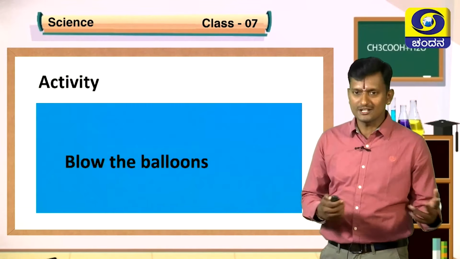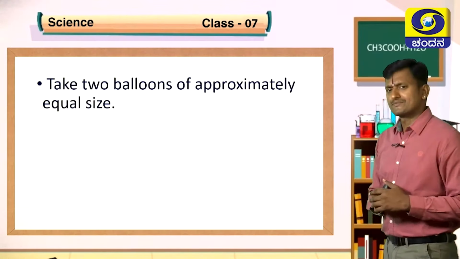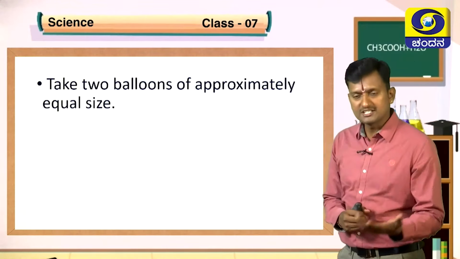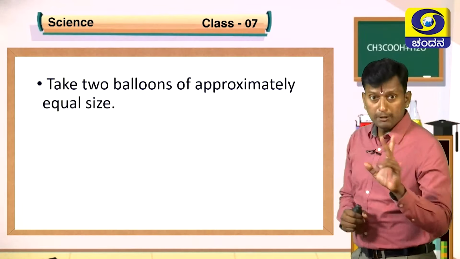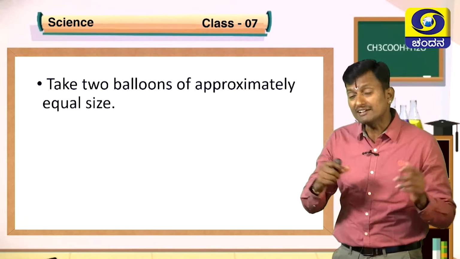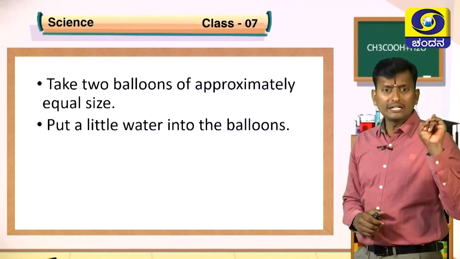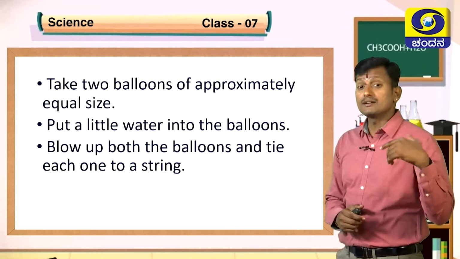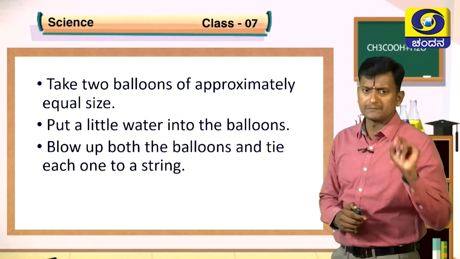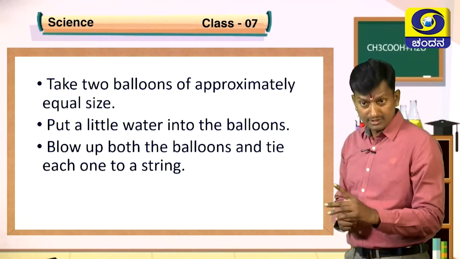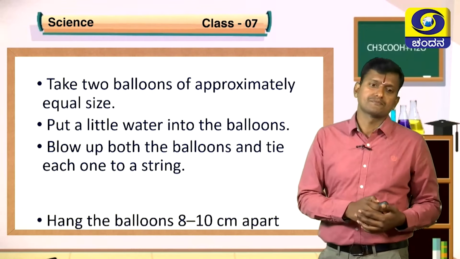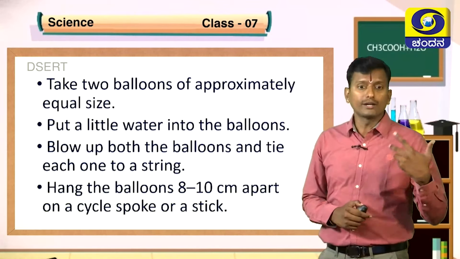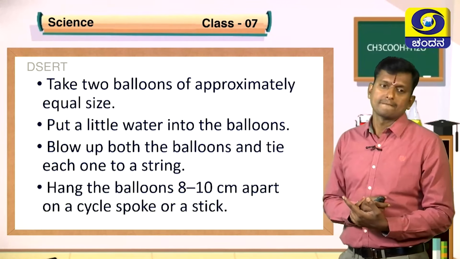Let's start. For that, I will explain how to do it. Afterwards, I will show the video of how I did that activity. Take two balloons of approximately equal size. Put a little water into the balloons. Blow up the balloons and tie each one to a string. Hang the balloons 8 to 10 centimeters apart on a cycle spoke or a stick. Okay, students.